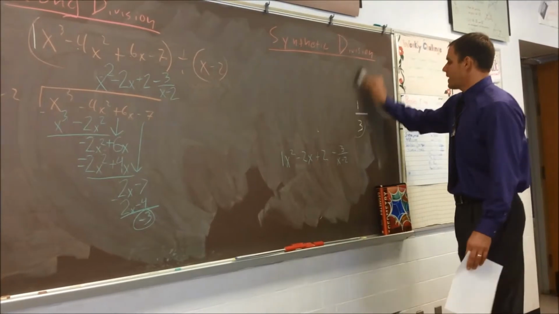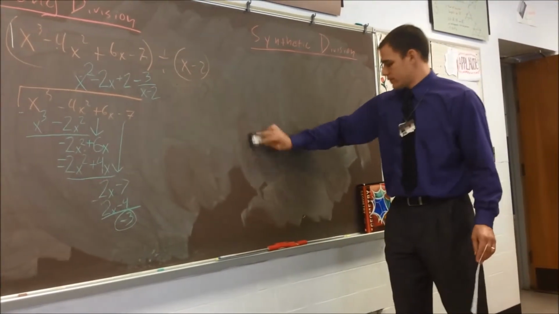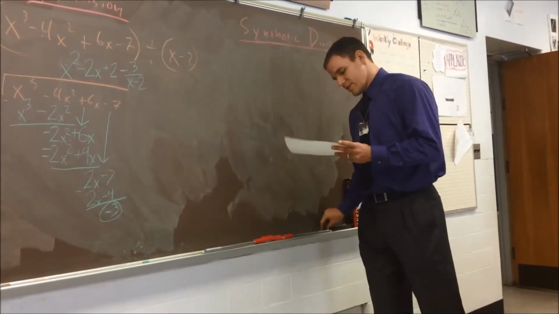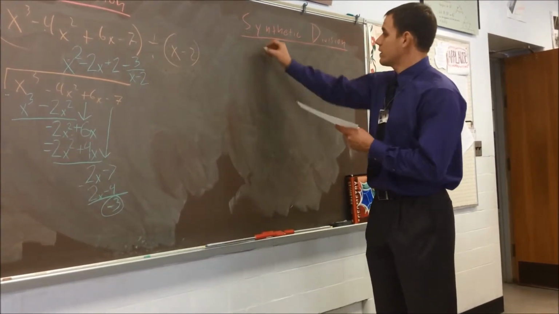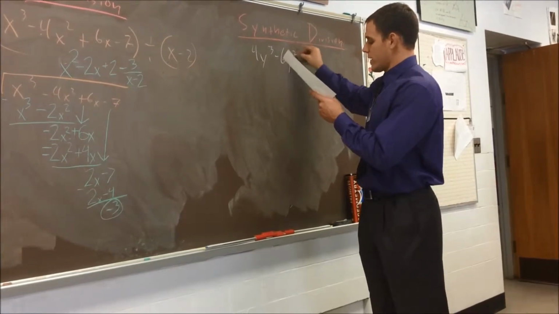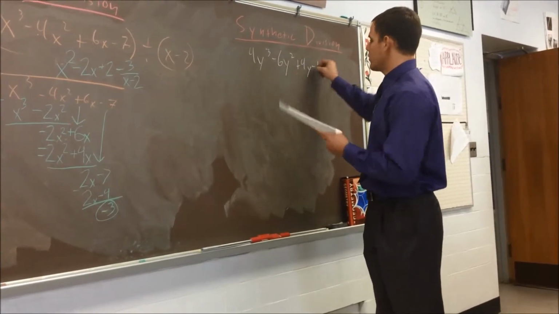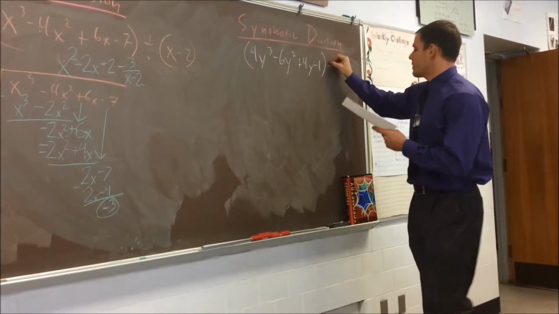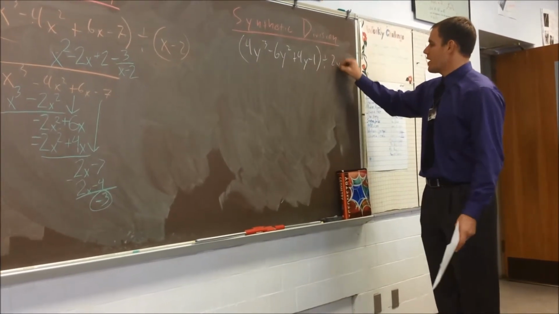So we're going to do one more problem like this. Just slightly more difficult. 4y cubed minus 6y squared plus 4y minus 1, all divided by 2y minus 1.